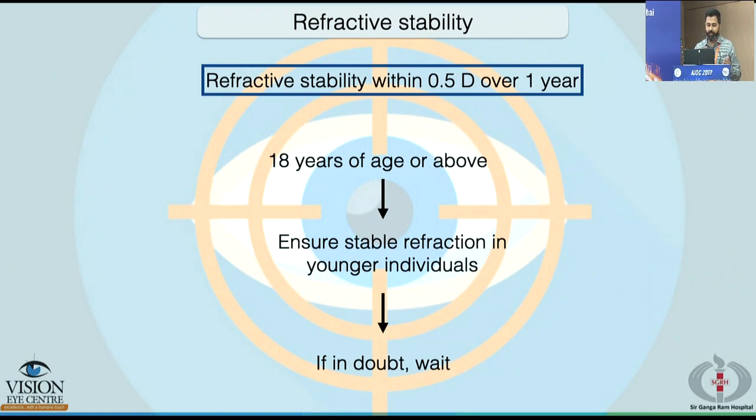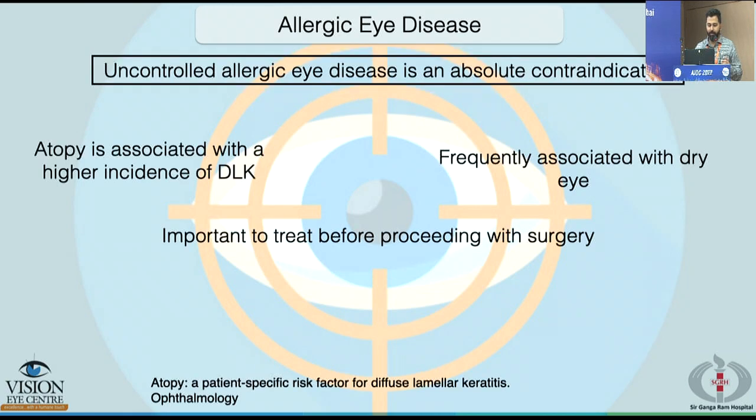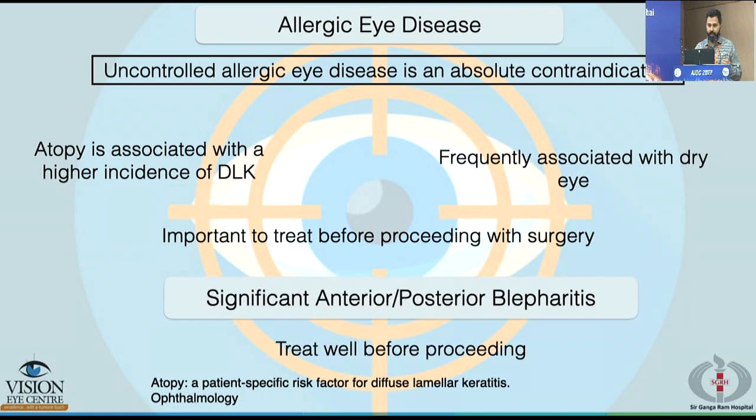It is extremely important to ensure refractive stability. If you have any doubt, especially in a younger patient between 18, 19, 20, be sure that there is stability. Wait for some time and then operate, because you might be in a hurry, but you will have to face that patient forever if progression happens. Uncontrolled allergic eye disease is again an absolute contraindication. These patients are at a much higher risk of developing DLK later on, especially patients who have atopy. Again, significant dry eye, anterior blepharitis, posterior blepharitis: look for these. Do a Schirmer's test in every patient preoperatively.